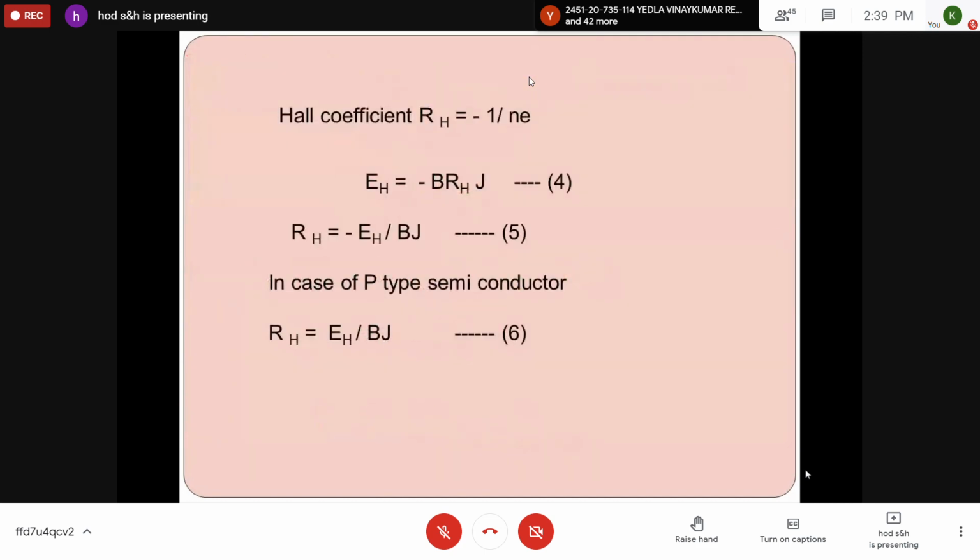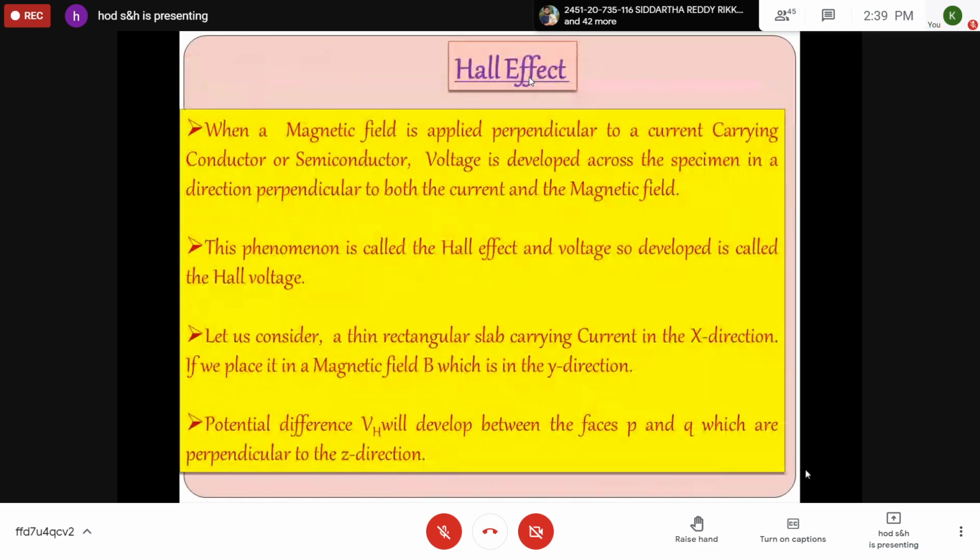Once again I will explain this, so listen carefully. When a magnetic field is applied perpendicular to a current carrying conductor or semiconductor, it is observed that some voltage is developed across the material in a direction perpendicular to both the current and the magnetic field. This phenomenon is called the Hall effect, and the voltage developed is called the Hall voltage.